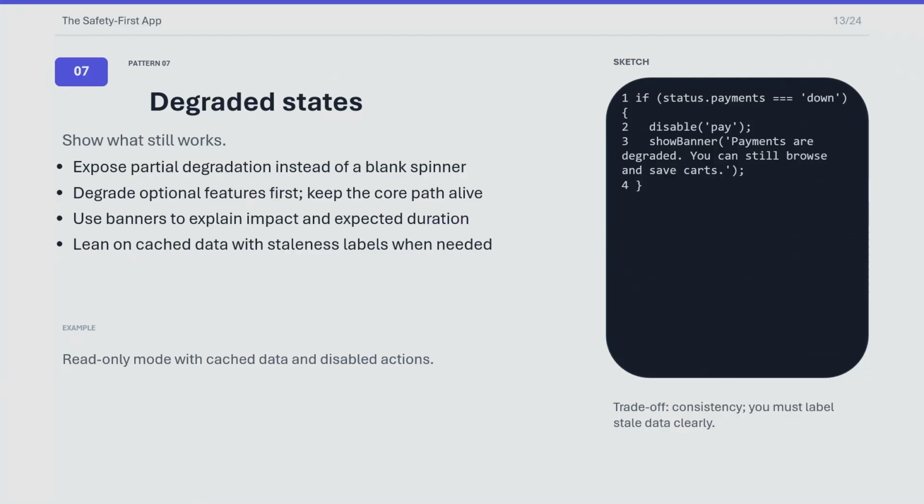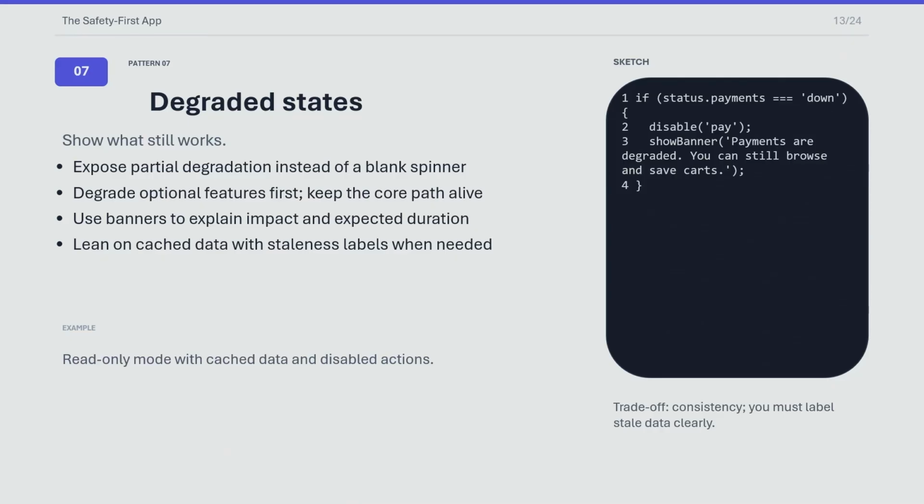So degraded states is basically one example, as mentioned before. You need to show what works. Expose the partial degradation instead of a blank spinner. You've probably already gone to a state on a website where it's just showing, for instance, a 404, or page not found, if something is currently happening to the site. Or sometimes you go to the site and just try to drag something and suddenly it doesn't work. So these are very common things that you encounter when you work with these kinds of systems. And that's why you need to expose that partial degradation.